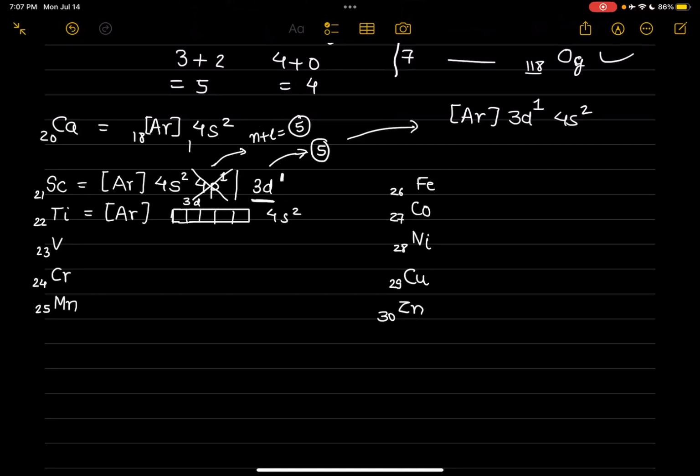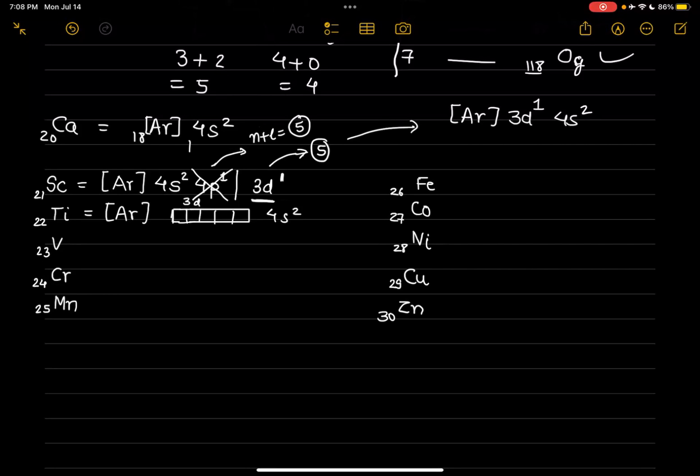What was the rule? Yeah, Nabila? Yes, sir. n plus l, we have already chosen that 4s is filled first and then 3d. Hund's rule of maximum multiplicity. Got it?